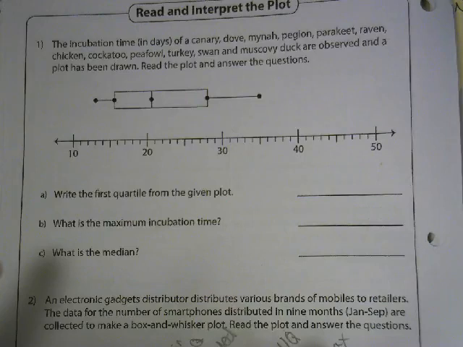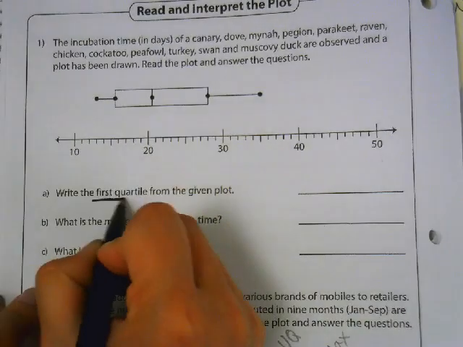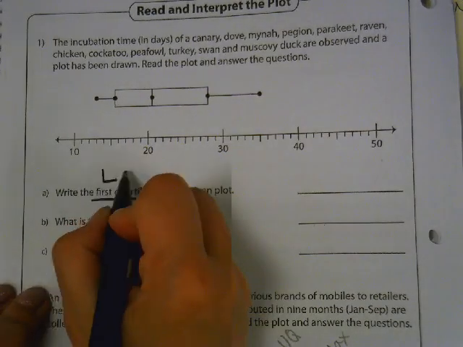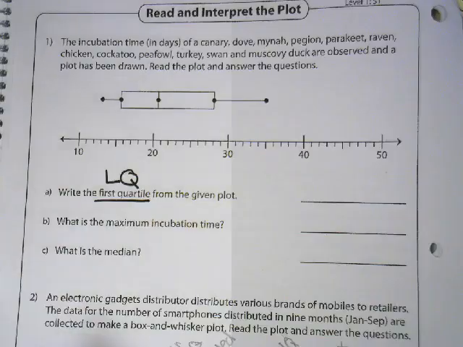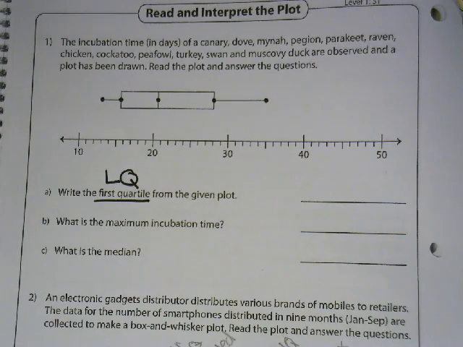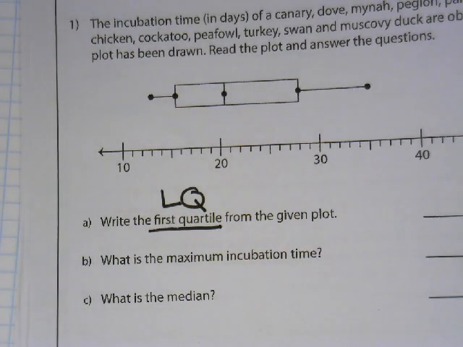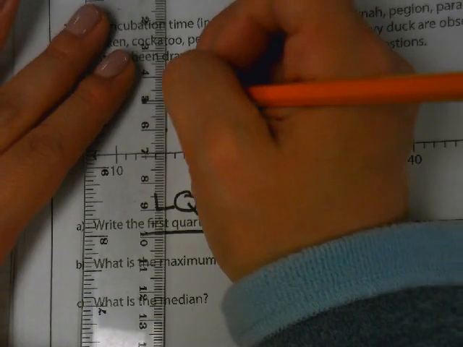Okay, write the first quartile. What's another word for first quartile? Lower quartile. Okay, draw a line going straight down on the lower quartile. Which dot, first off, which dot is lower quartile? 1, 2, 3, 4, 5. Second one. So draw a line going down from the second dot. Go straight down from the dot. Go straight down from the dot, second dot.